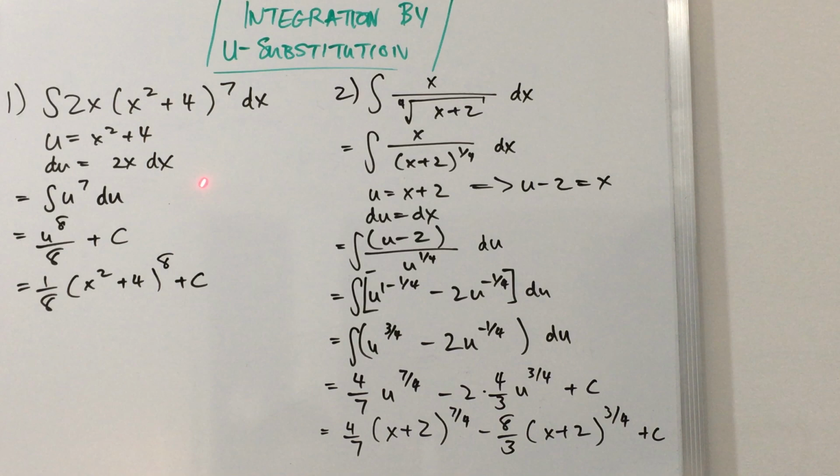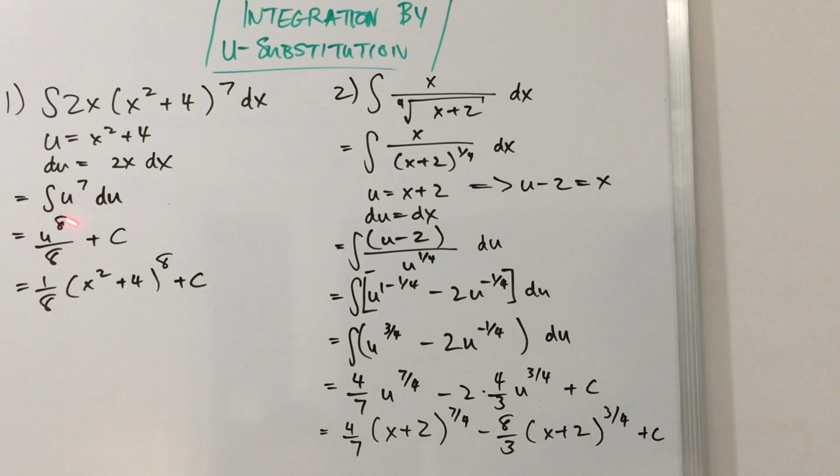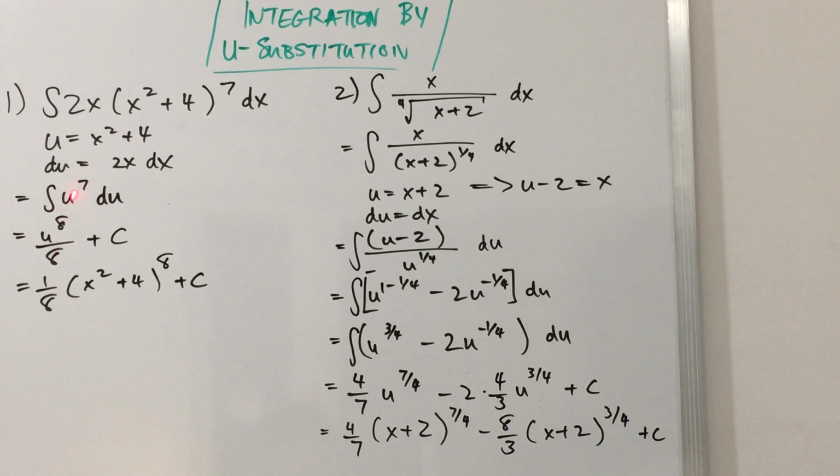So it's pretty simple from here. After you set up the integral, you just integrate, and then the final step, you input back what you substituted. So you have u to the 8 over 8 plus c. So you just write 1 over 8, and u was this part over here, so u equals x squared plus 4, to the 8, plus c.